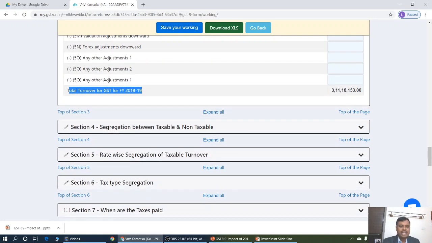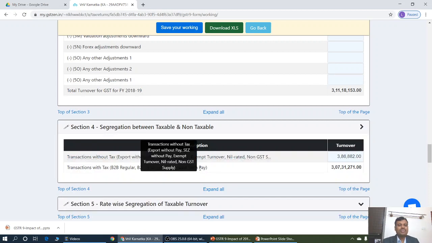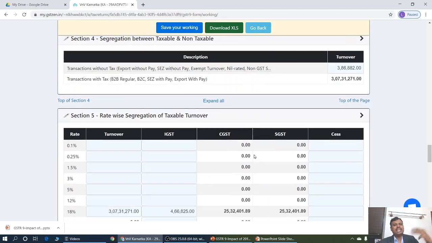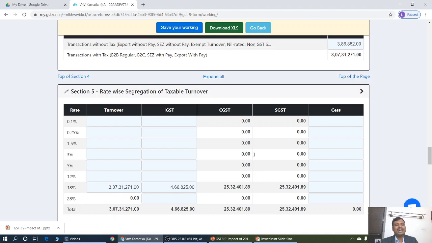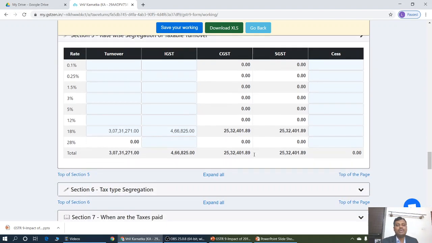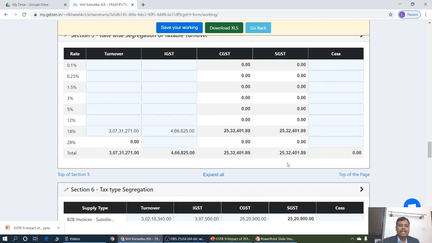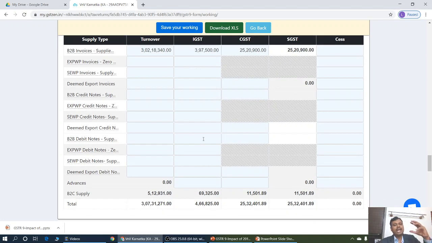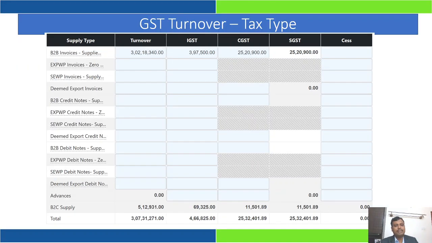Having arrived at the turnover for the purpose of GST, how much of it is taxable where the tax liability is there, how much of it is not taxable where there is no tax liability. So I will do a three category segregation. One, taxable and non-taxable. Second, against which rate of tax I will do a data entry under different heads of accounts, the rate of tax I will be doing the segregation. Third, very important, is segregation into the various categories. How much is B2B, how much is B2C, how much is exports. I will be doing segregation into all of these categories. That is what I have shown in the presentation.